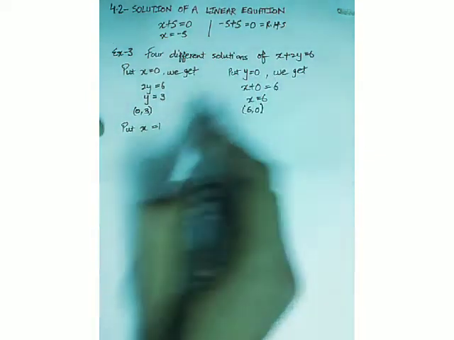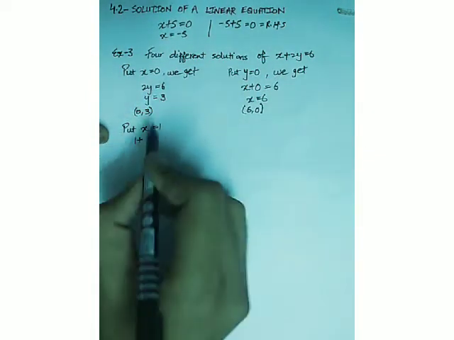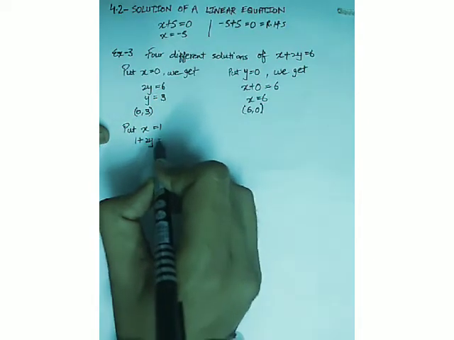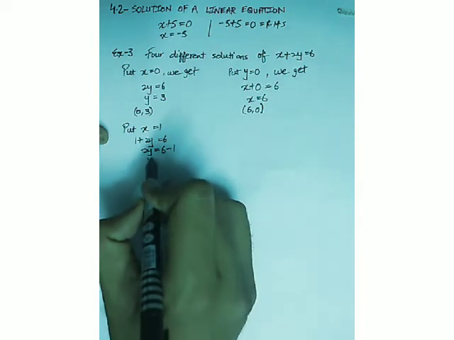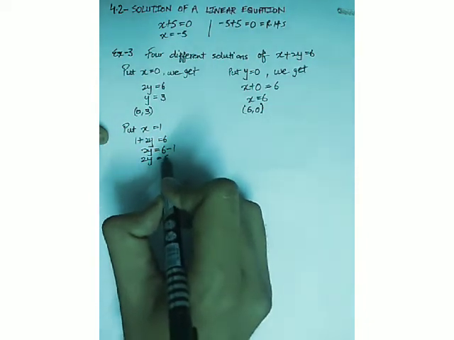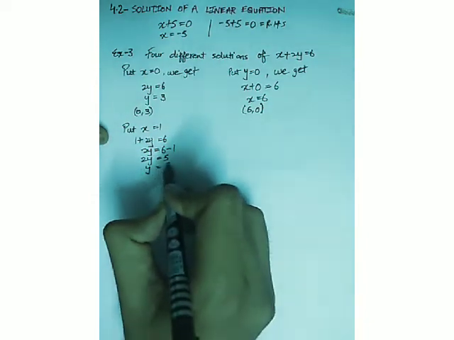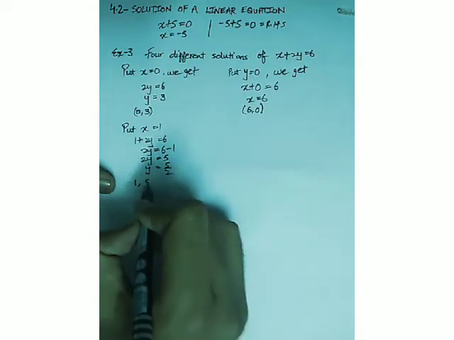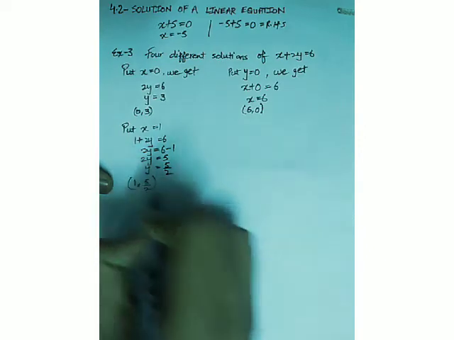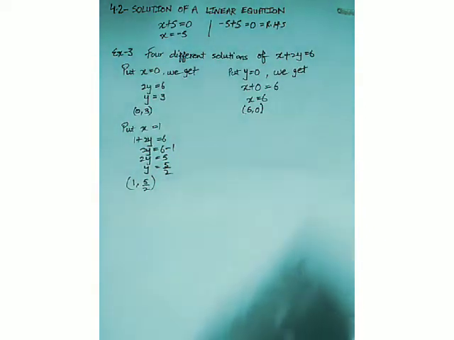Now put x is equals to 1. 1 plus 2y is equals to 6, or 2y is equals to 6 minus 1, or 2y is equals to 5, or y is equals to 5 by 2. Our third set of solution is 1, 5 by 2. Don't worry that your answer is in fraction. You don't have to do anything with your answer. You have to just find it.